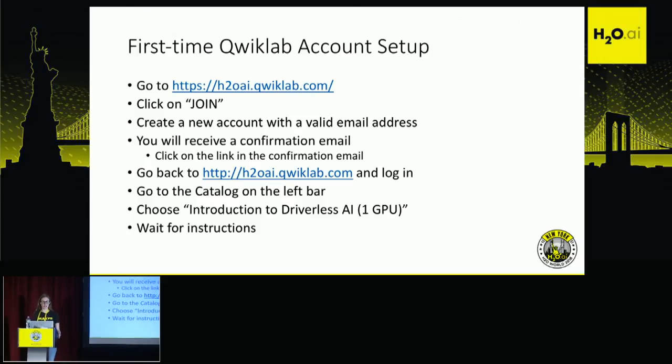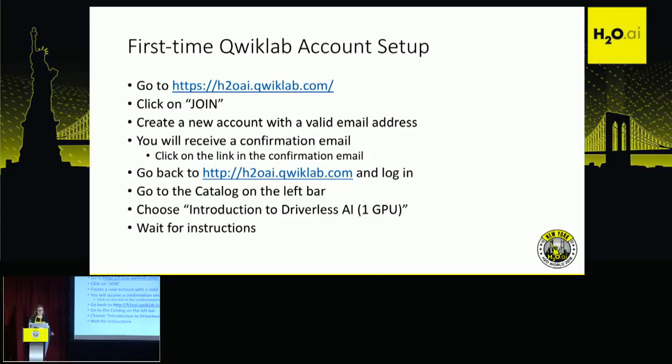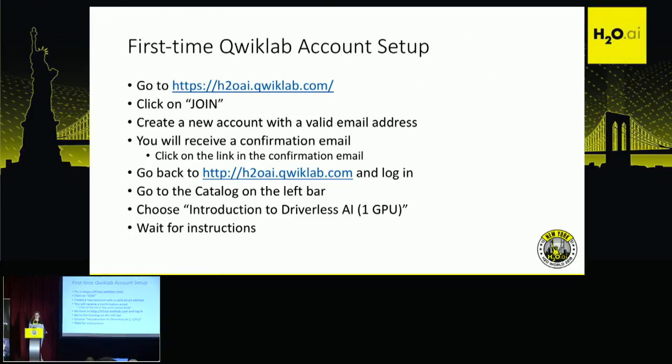I'll just walk through the instructions. You're going to go to the H2O.ai Qwiklab.com, and if you don't already have an account, you're going to click Join. It's going to ask you to create a new account with an email address. You're just going to confirm your email. You should get an email with the confirmation link, and you're going to go back to the Qwiklabs and log in. And then from there, we'll do it together.